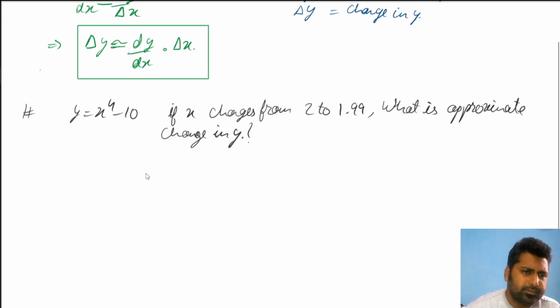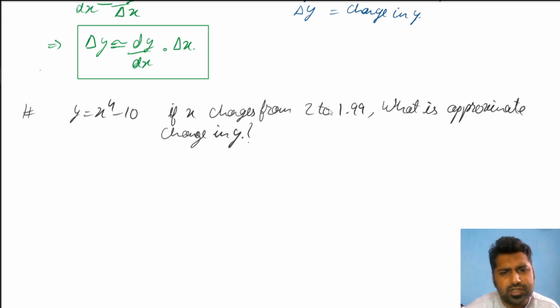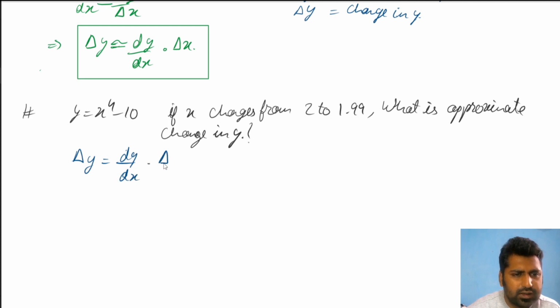Look at the first question. y is x raised to power 4 minus 10. He's saying that if x changes from 2 to 1.99, what is the approximate change in y? That means he's asking for delta y. So let's calculate first of all dy by dx. We can use the direct formula also. Delta y is equal to dy by dx into delta x. So dy by dx, differentiate this: 4x cube, and into delta x.